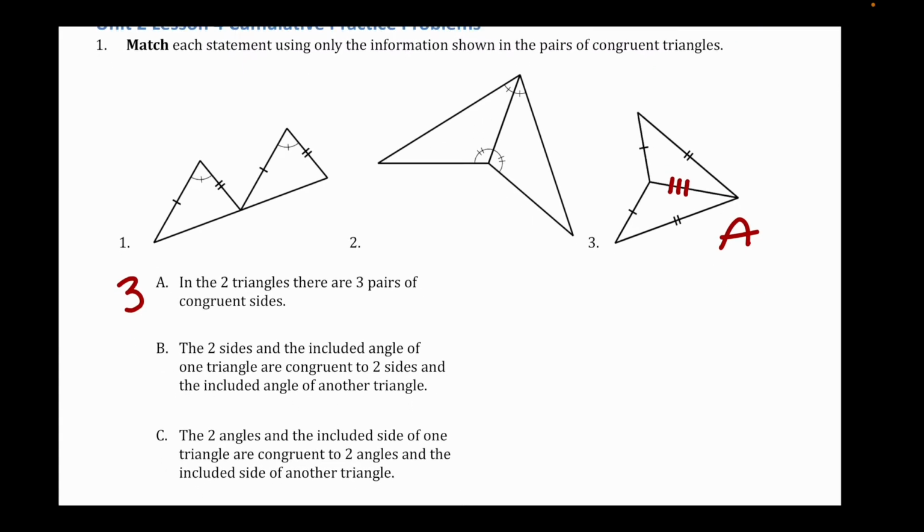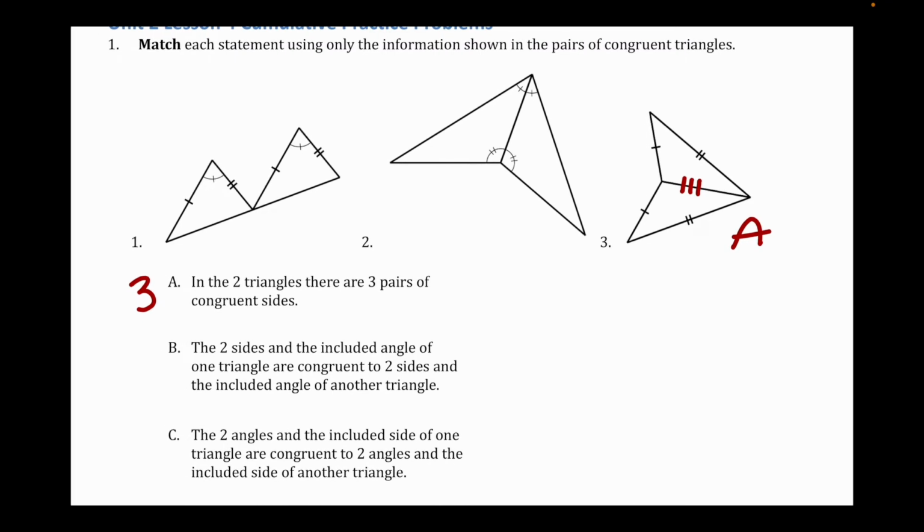For the second one, we have B. That's the two sides and the included angle. And just a side note real quick, included means between. So if they say it's the included angle, that means it's the angle between them. So two sides with an angle between are congruent to the other one. That definitely looks like number 1 to me. So I'm going to say that B goes with number 1, or you can put your number 1 right next to B. And the last one, C, we're just going to double check that it works with number 2 because I don't like to make assumptions.